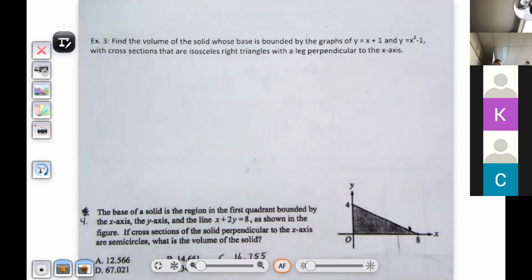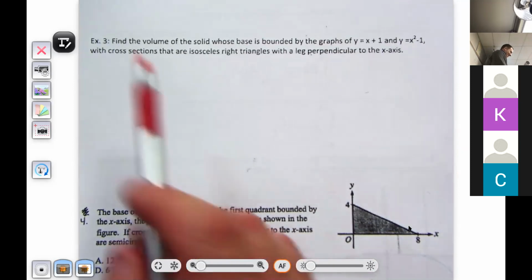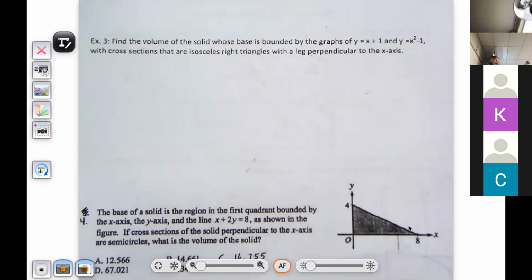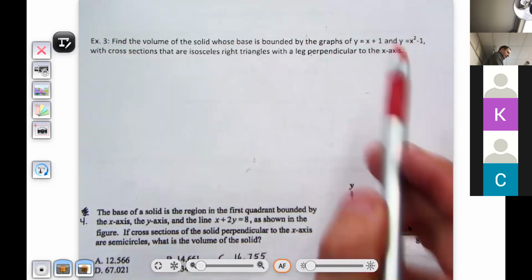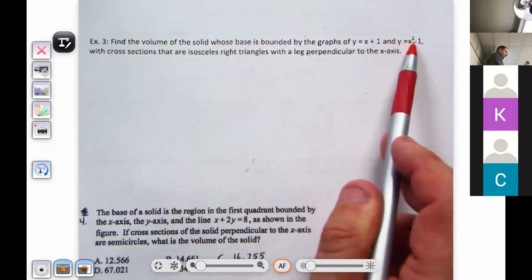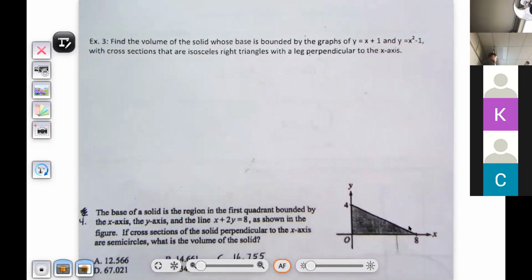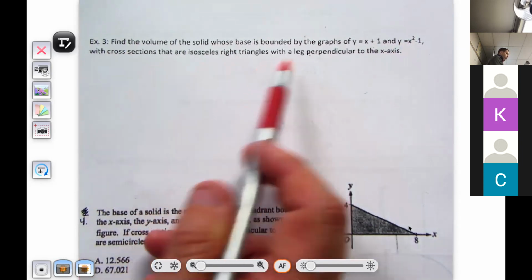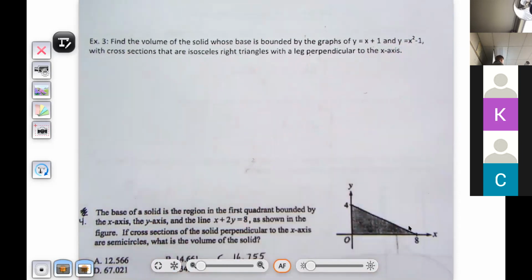All right, we got 2 left. Find the volume of the solid whose base is bounded by the graphs of y equals x plus 1 and y equals x squared minus 1. So they're giving you that 2D plane. And then you're going to fill it up with isosceles right triangles with one of the legs perpendicular to the x-axis. I have one of the projects that year, they did that. So this one right here looks kind of cool.